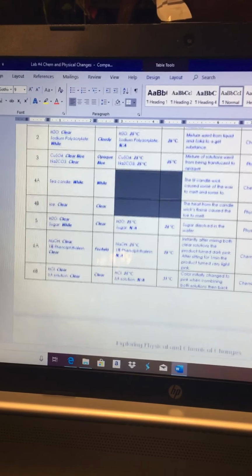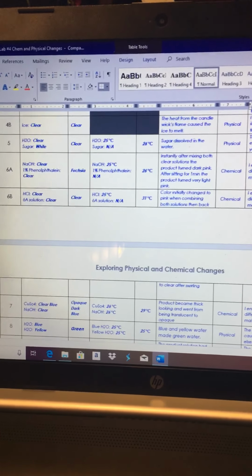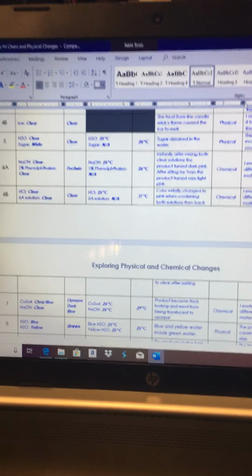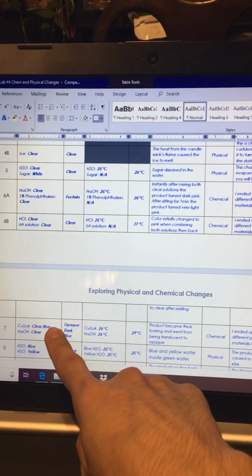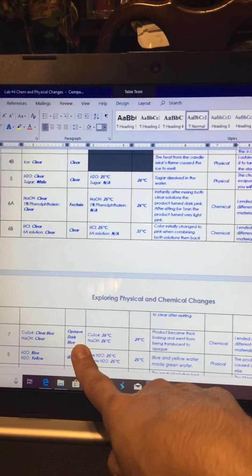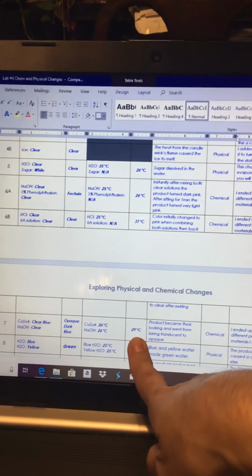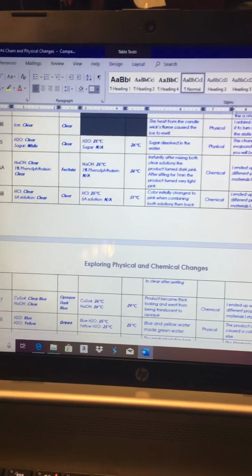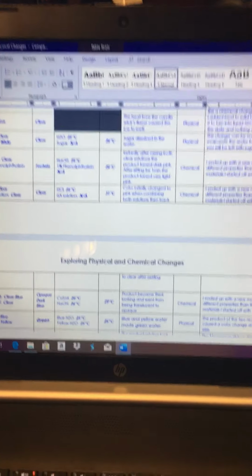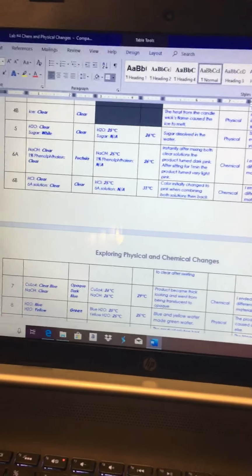And for activities 7 and 8: for 7, I mixed copper(II) sulfate and sodium hydroxide. Here are the initial colors for both. They were clear blue and clear, and then the final color was an opaque dark blue. The initial temperature of the two reactants and the final for the product, and I put that it was a chemical change. And for activity number 8, all we did was mix blue water and yellow water, which in turn ended up as green water. The temperature stayed the same, and I put that this was only a physical change.